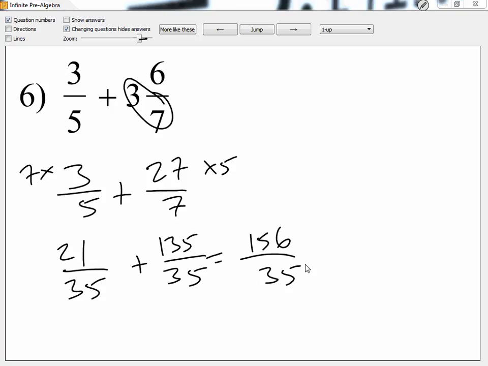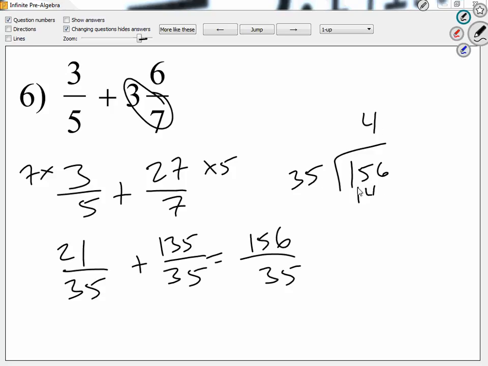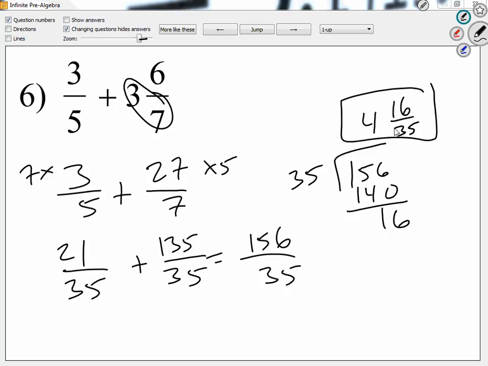As soon as this thing comes back, it's processing. There you go. Okay, so 156 divided by 35. How many times does 35 go into 156? 4. 4 times 35 is 140. How much is 156 minus 140? 16. So my fraction is 16 over 35. Any other questions?